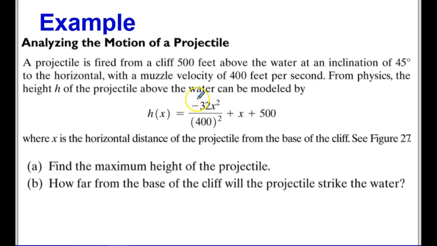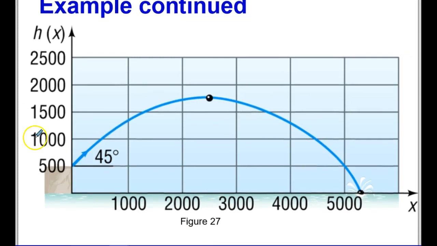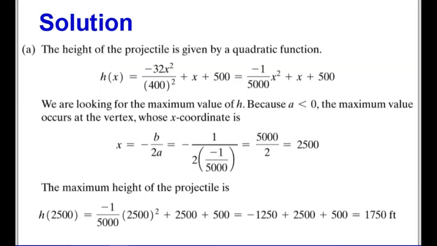So just keep in mind when we're looking at these word problems, we always want to keep in mind what our variables are, because here it's distance and not time. So first I have to find the maximum height, and then how far from the base will the projectile strike the water. So first we always kind of draw ourselves a picture just so that we know what we're looking at, right? It starts at 500 feet at an angle of 45, it goes up, and then it crash lands. Based on my graph, I see that it's about 2,500, but I want to make sure. So we're going to do it mathematically too.